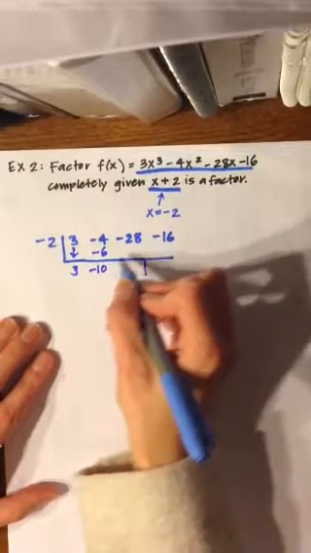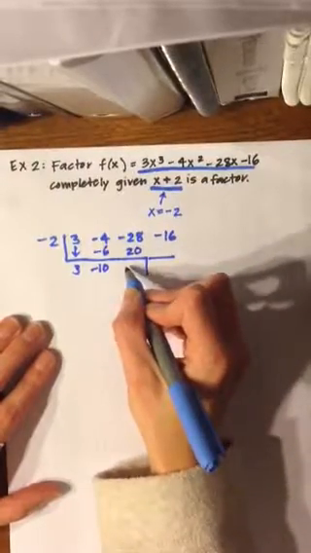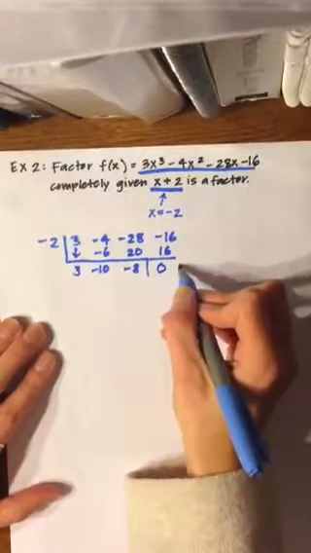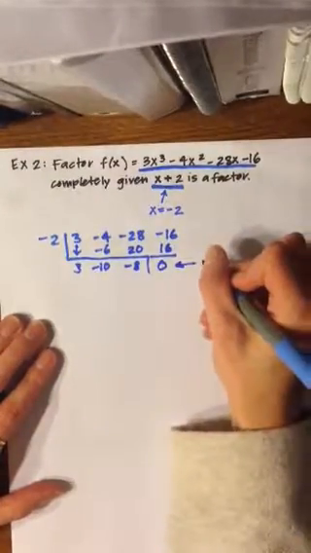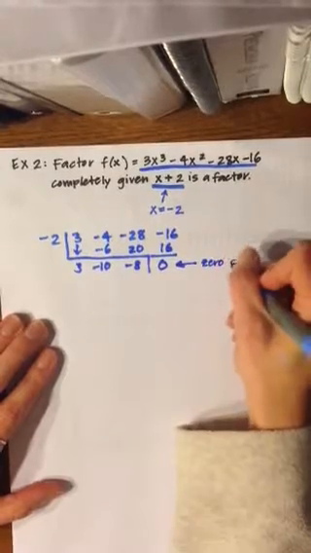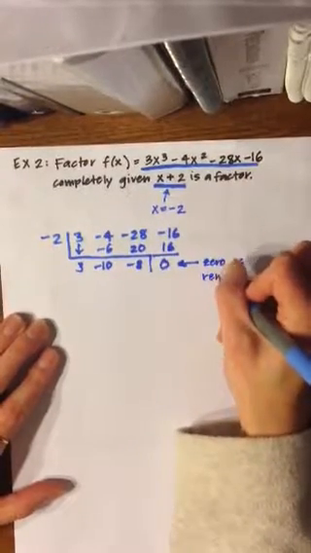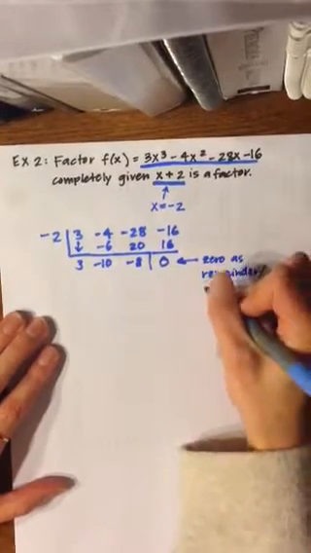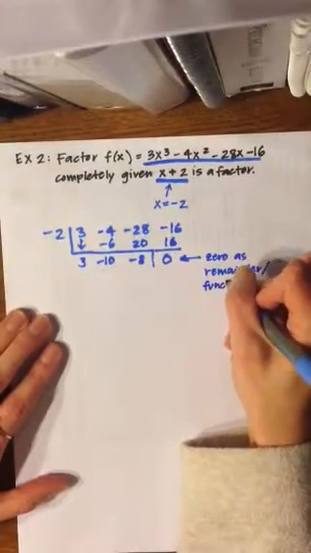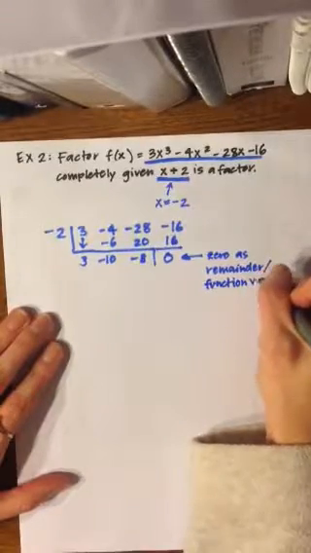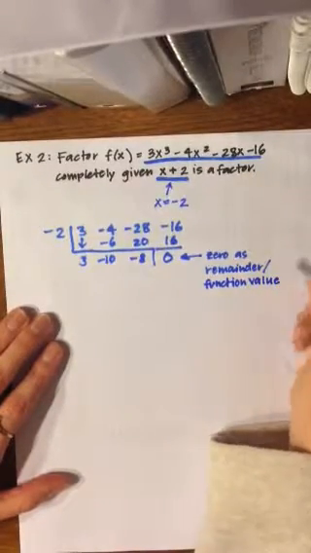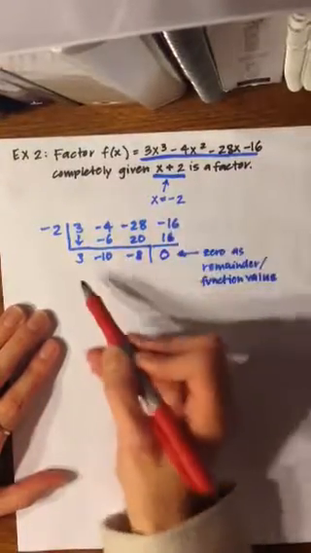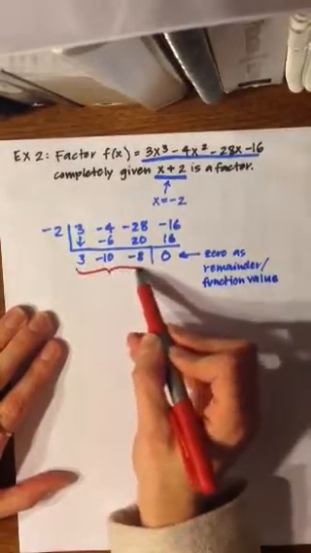Okay, so we already know the routine for doing synthetic substitution. And because they told us that x plus 2 is a factor, we should get 0 as the remainder. We talked about how this is a remainder today when you're doing synthetic division, or as the function value, which we talked about previously when we do synthetic substitution. Okay? And that's what we expect because they told us x plus 2 is a factor.